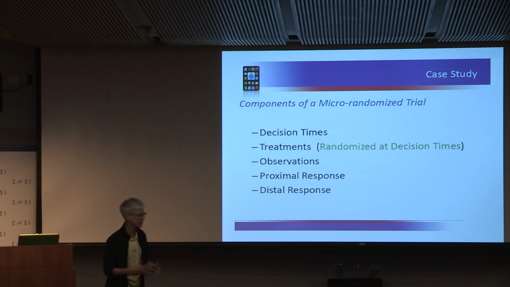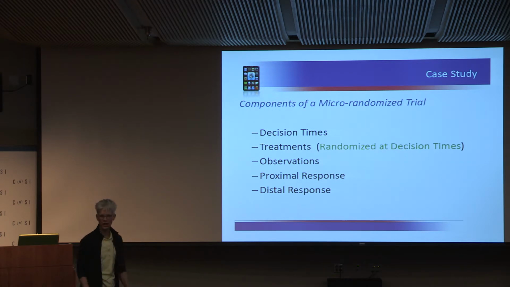So let's go through the components of a micro-randomized trial. It sort of looks like a just-in-time adaptive intervention. I mean, it sort of kind of does, because you have the decision times. They're the exact same decision times. You have the observations. They're the exact same observations. You have the exact same proximal response. You have the same distal response. It looks like a just-in-time adaptive intervention.